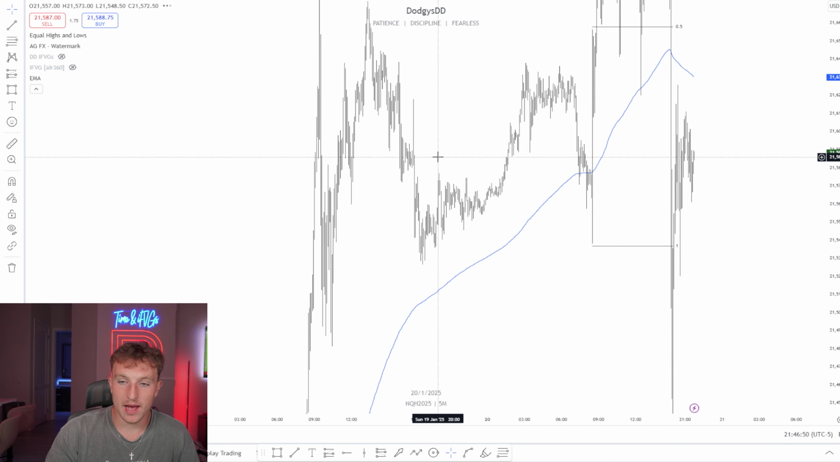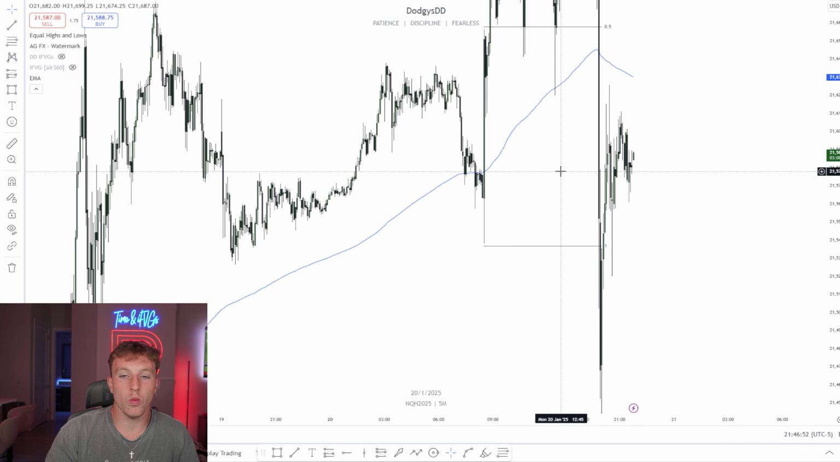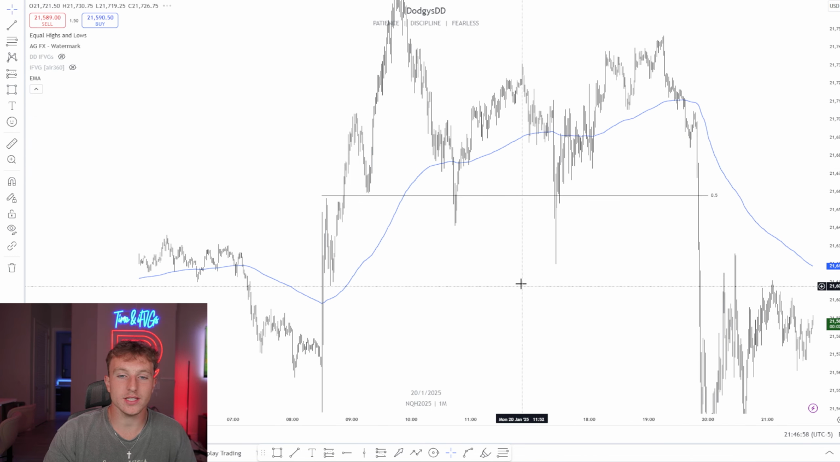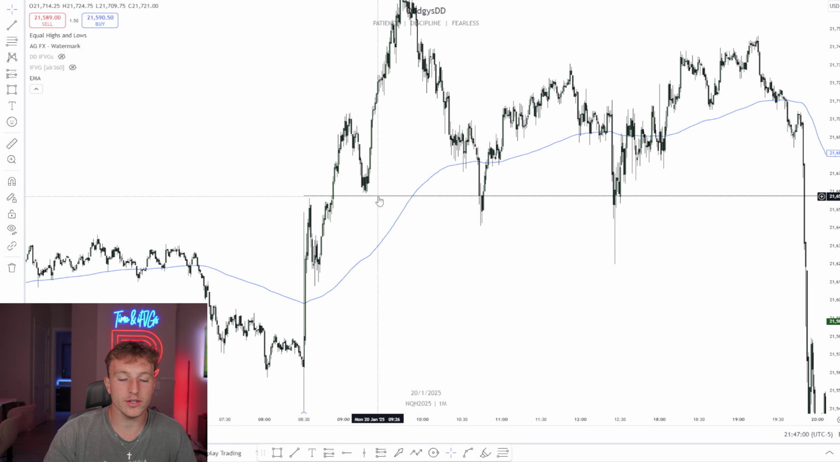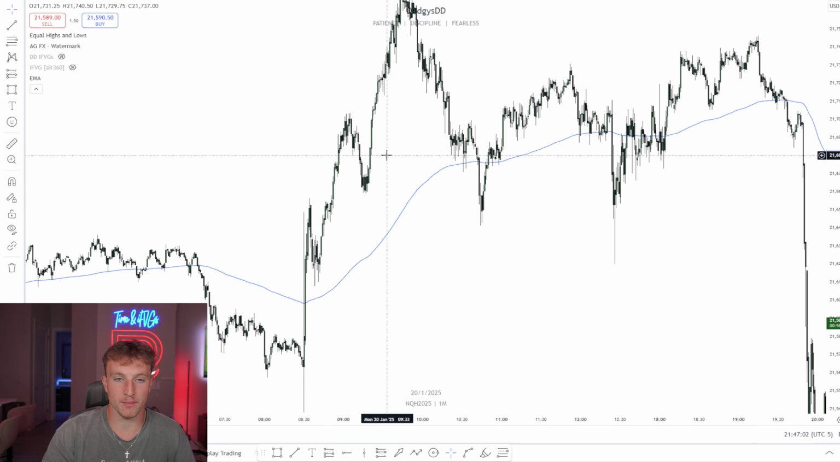If I'm taking the 5 minute, if I'm taking the 15 minute, you want us to be below the 200 EMA for longs and above for shorts. Basically, above the 200 EMA is going to be your premium. This is where you're only going to look for shorts, and below the 200 EMA is going to be a discount.